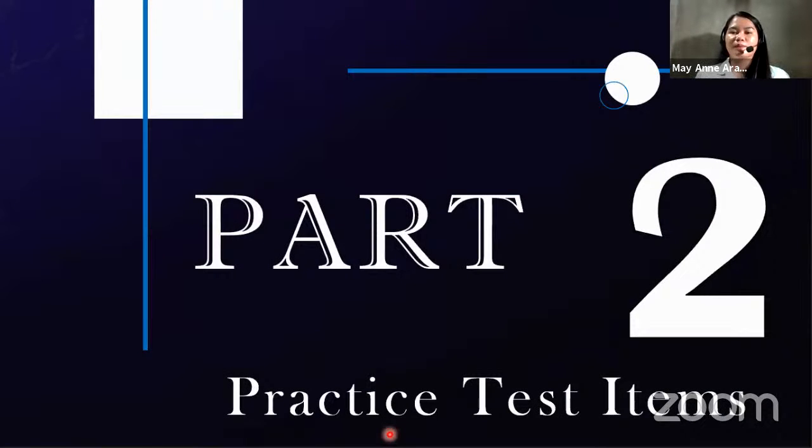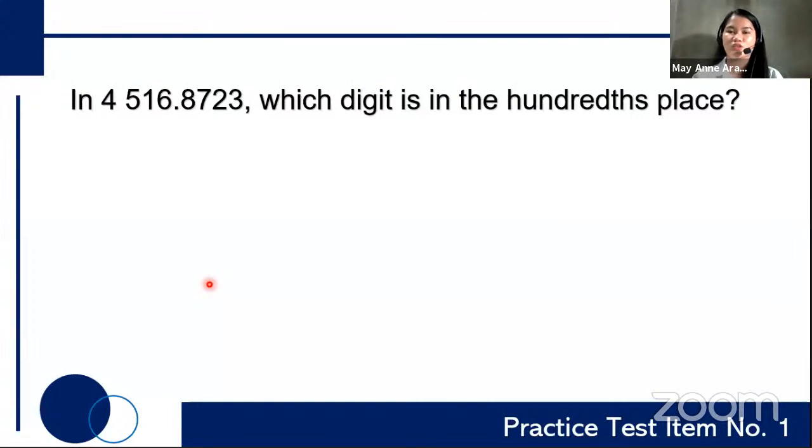Okay, so participate in answering, even in the chat box only, since that's your preferred way, right? Okay, you have part 2. Okay, first question. Madali lang muna.